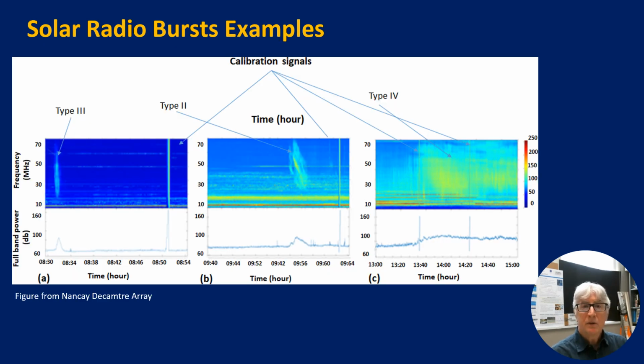Here are some examples of solar radio bursts from the Nancy decameter array in France. A type 3 is seen on graph A over here, on graph B this is a type 2, and then on graph C is a type 4 event. Notice the frequency extent of these emissions as well as the time scale of each.